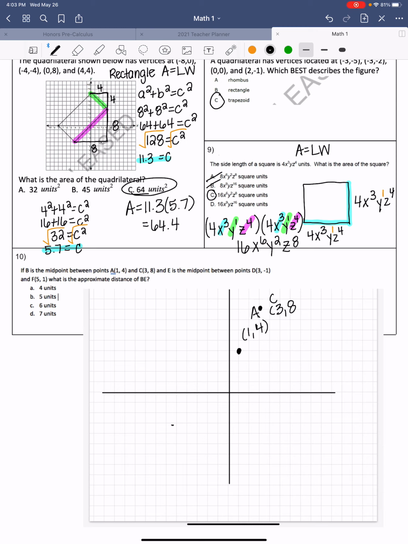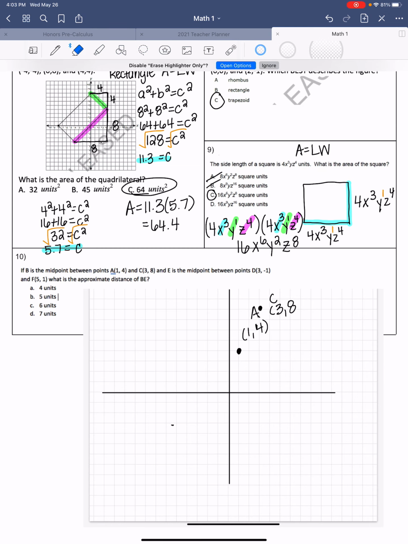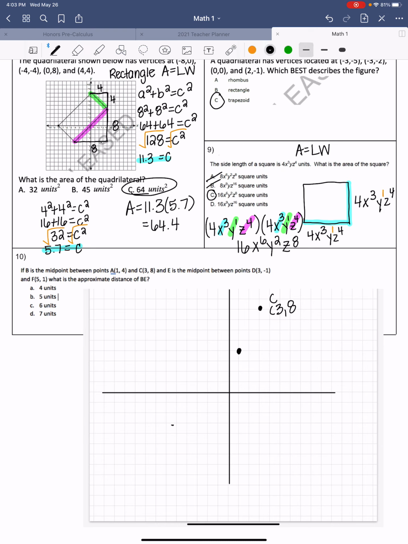So let me actually move some of these headings around. All right, so let's do that. A is at 1, 3, so we can see everything. Now, again, we know that we have a midpoint, so B is the midpoint. So from here to here, let me change colors. Here to here, we have a midpoint, and that midpoint from there to there we're going to call B, okay? Now, it says E is the midpoint of these other 2 points.